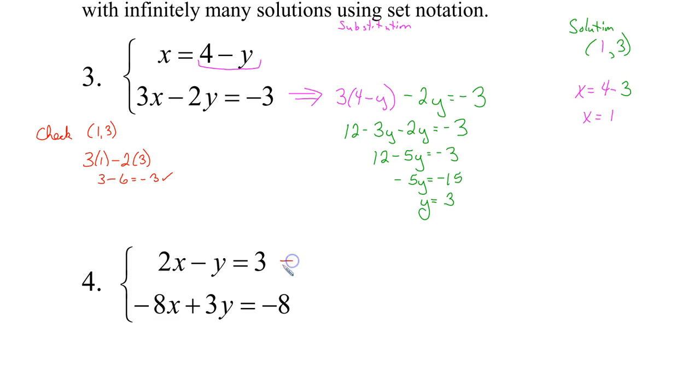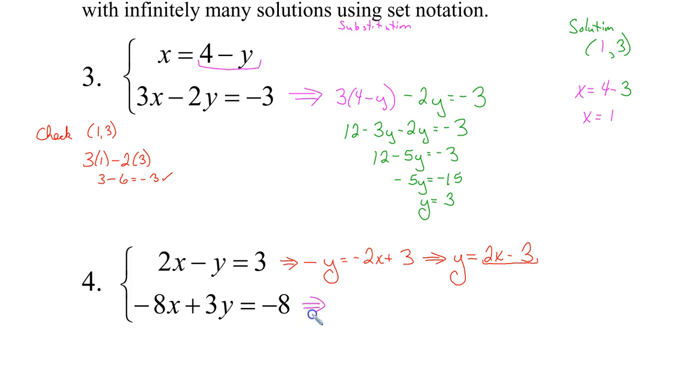So I'm going to start by subtracting 2x from both sides. That would give me negative y is equal to negative 2x plus 3. I need to solve this equation for y, so now I'm going to multiply everything through by a negative 1, and I have positive y is equal to positive 2x minus 3. So now I have an expression for y that I can substitute into my second equation.